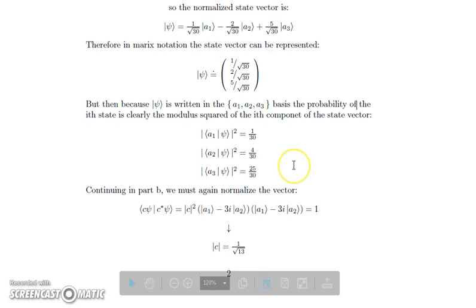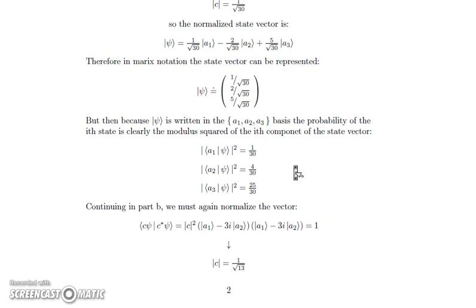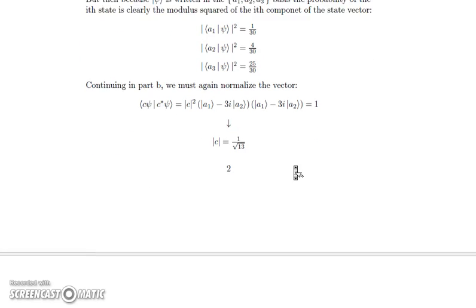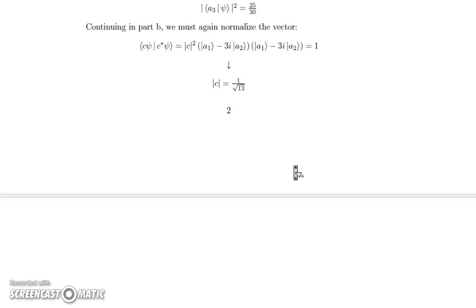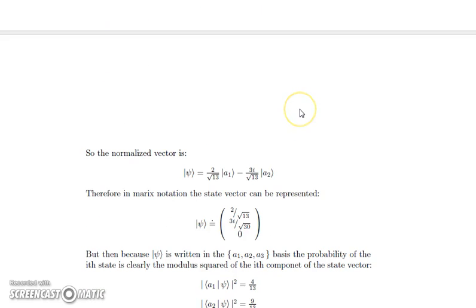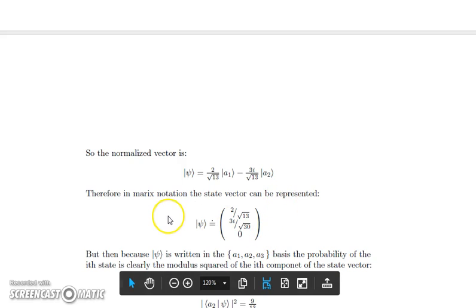So then, continuing in part B, they give us another state vector, psi, a little more complex one, and they want us to calculate the probabilities of each outcome there. So again, we have to normalize, and we go through the same process, and we find that the modulus of c is 1 over 13, so we just choose c to be 1 over 13, so our new normalized vector is this, and therefore we can represent it in matrix notation as this.